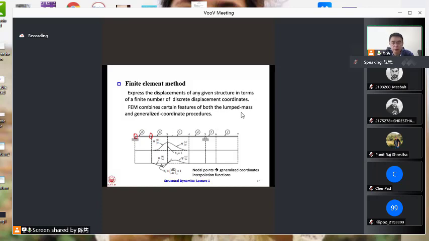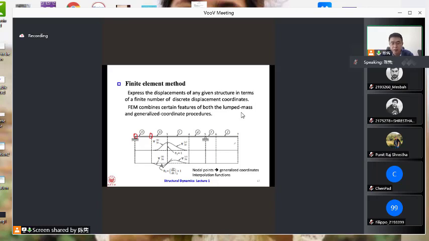Now in this way, you can enjoy the advantage of the generalized coordinates method. So let me repeat this. When we calculate, we only calculate the displacement at the joints. And between the joints, what is the displacement between these two joints? You use the shape function. So by this way, you can determine the deflection of every point inside this beam.